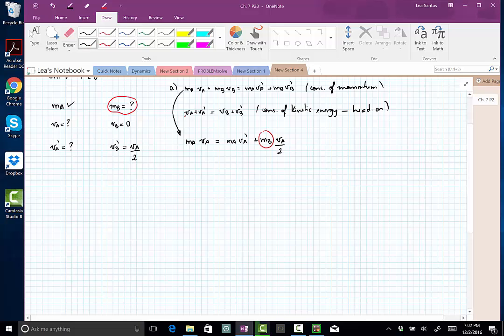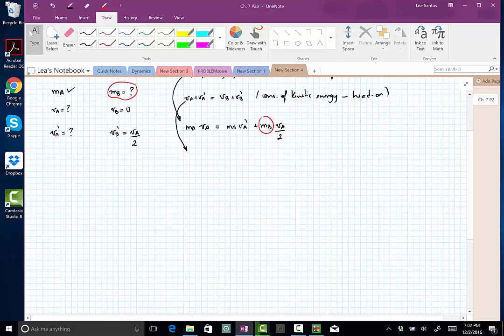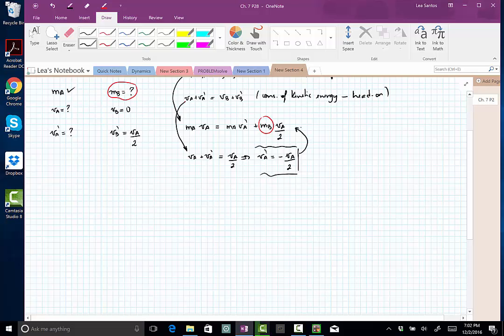From the second equation, I can find out a relationship between VA prime and VA. Let's see how we do that. VA prime we do not know, VB is 0, but we know that VB prime is VA over 2. So from here, we find that VA prime is minus VA over 2. So this is good. We can now use this back in the momentum equation.